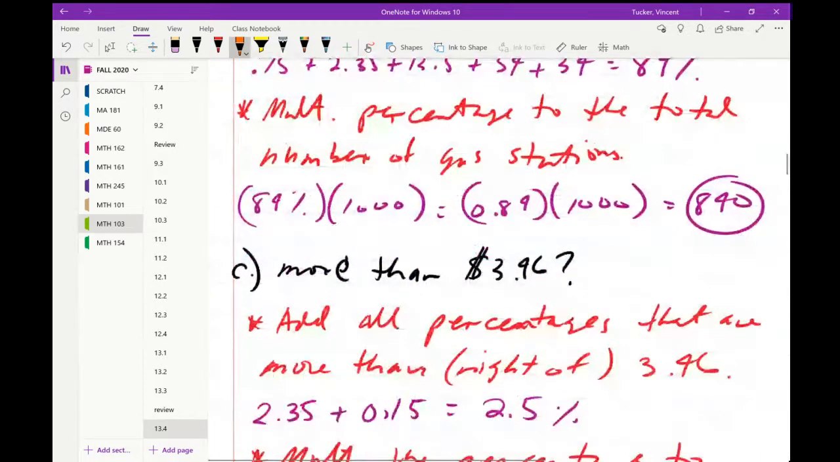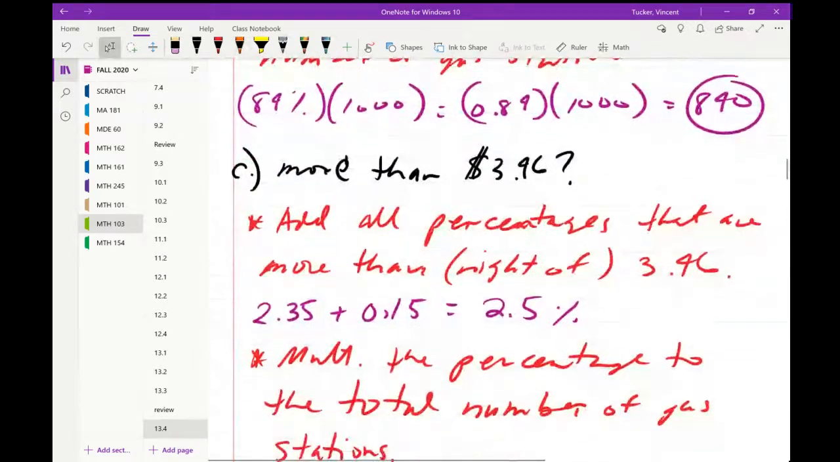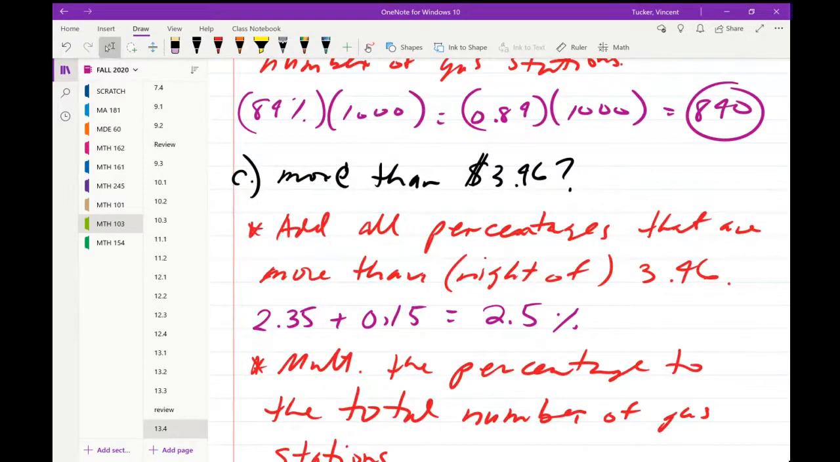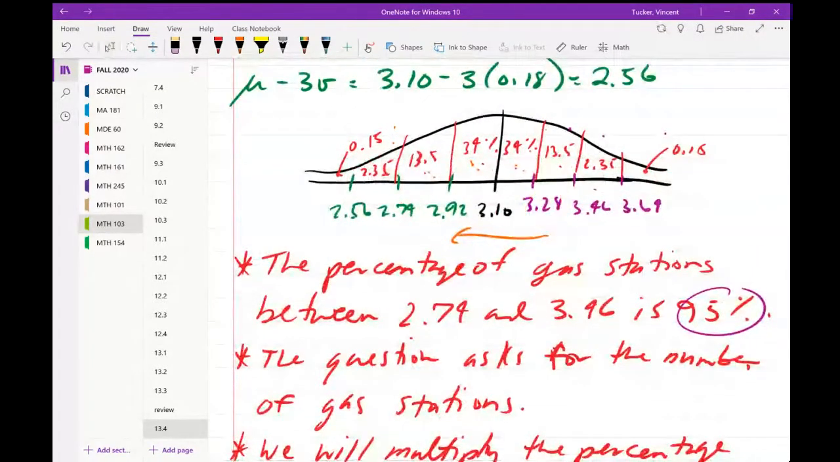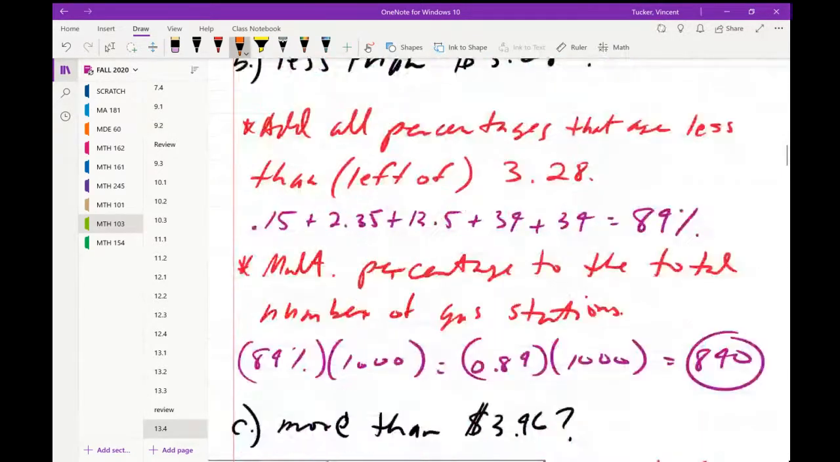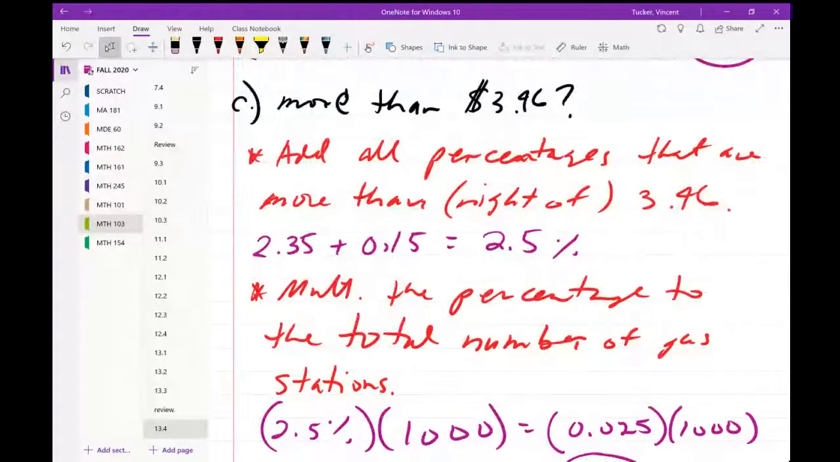All right. Next one's more than 346. So if we go back to our chart, 346 is right here. We're talking about more than, so it'll be to the right of the 346. So you add up the percentages that are to the right of the 346. That's 2.35 and 0.15, which is 2.5%.